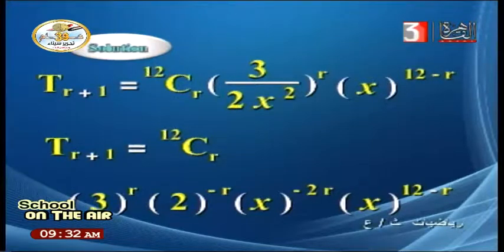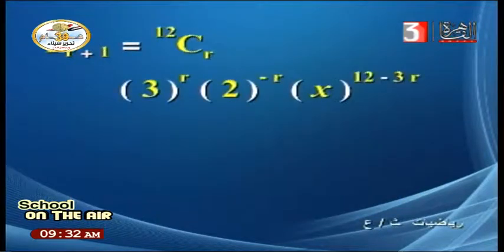We can combine like terms. We have x power negative 2r times x power 12 minus r, then x to the power 12 minus 3r. This is the power of x.